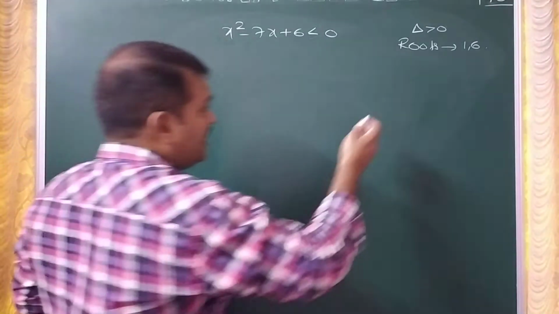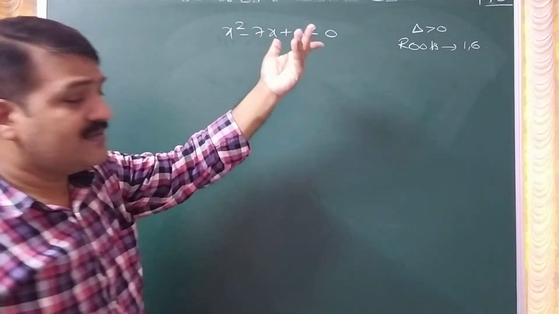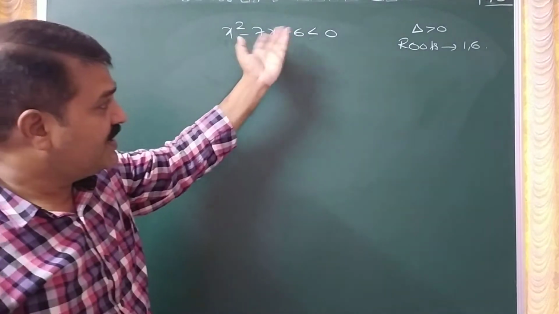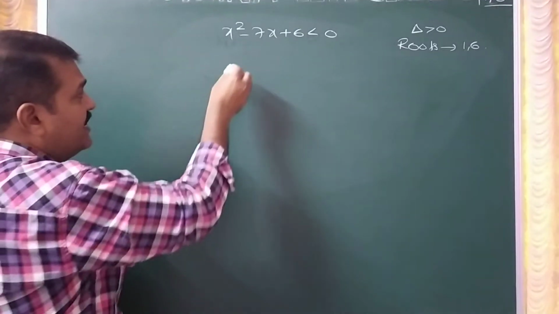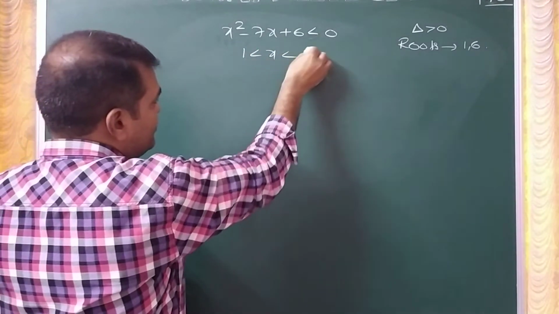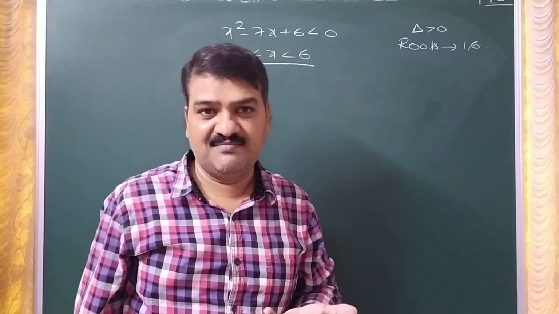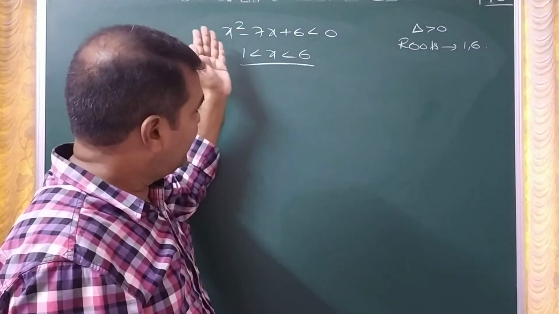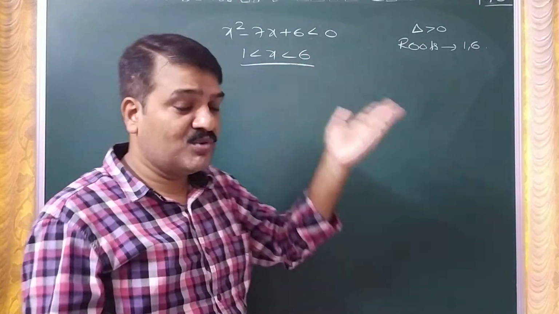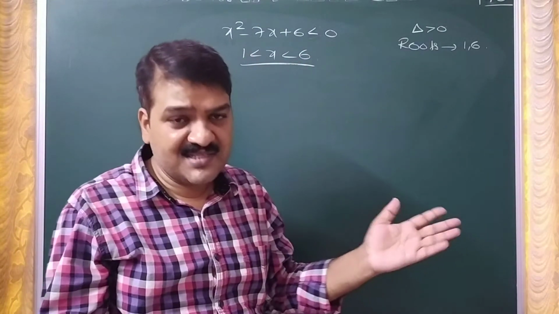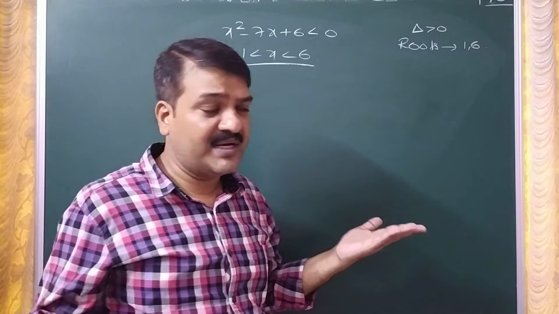So what are the roots here? 1 comma 6. Since we have less than symbol, the solution is x lies between the roots. That's all. This is our solution. Finish. It is very simple discussion. You don't need to see whether the x square coefficient and the expression have the same signs or opposite signs, all these discussions you don't need to do at all.